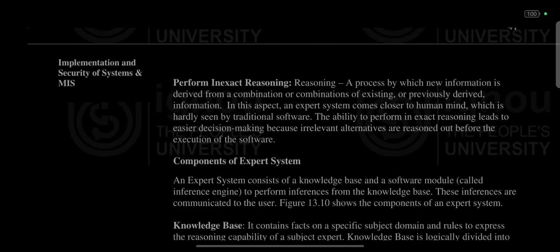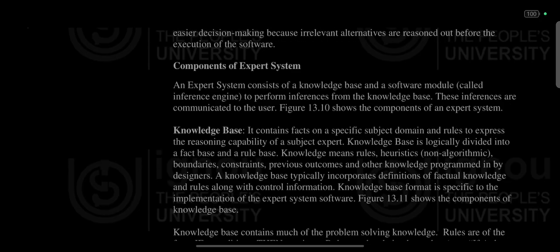Ability to perform inexact reasoning. Reasoning is a process by which new information is derived from a combination or combinations of existing or previously derived information. In this aspect, an expert system comes closer to humankind, which is hardly seen by traditional software. The ability to perform inexact reasoning leads to easier decision making because irrelevant alternatives are reasoned out before the execution of the software. Components of expert system.